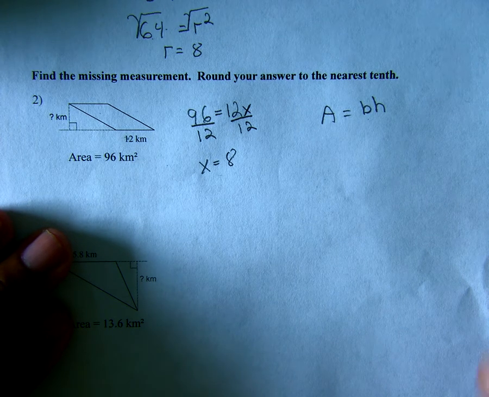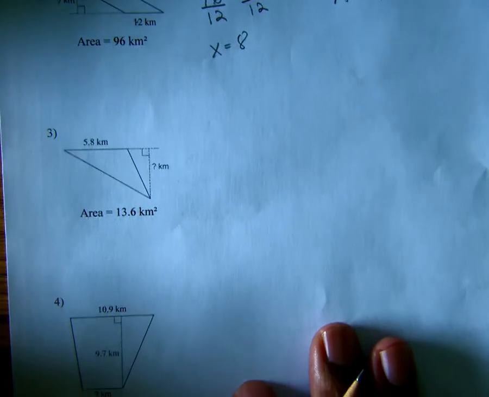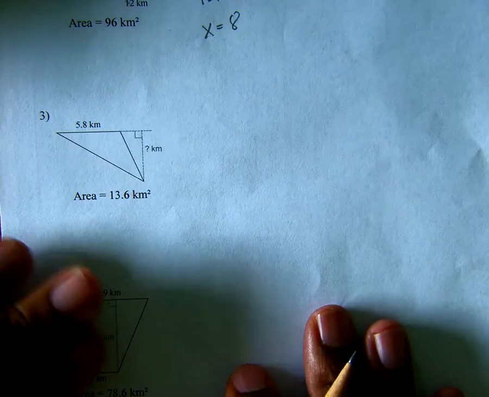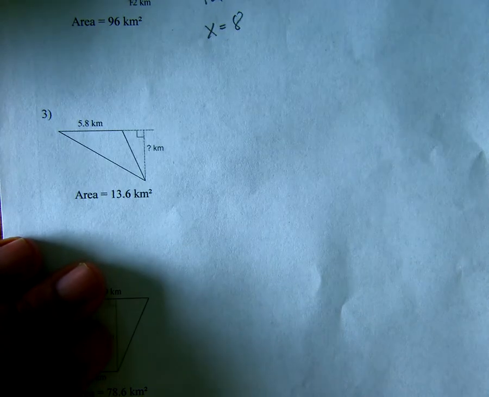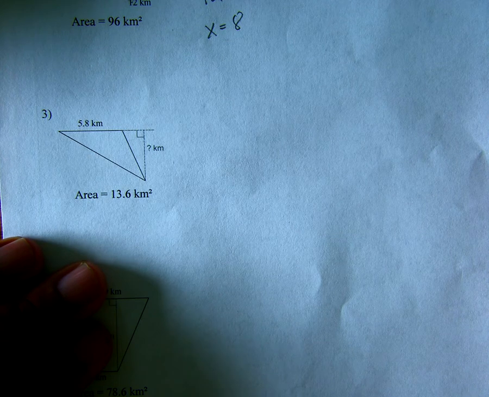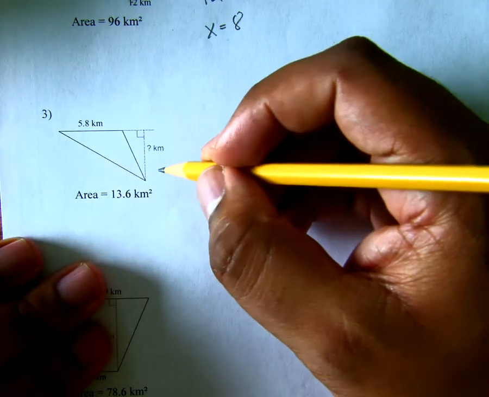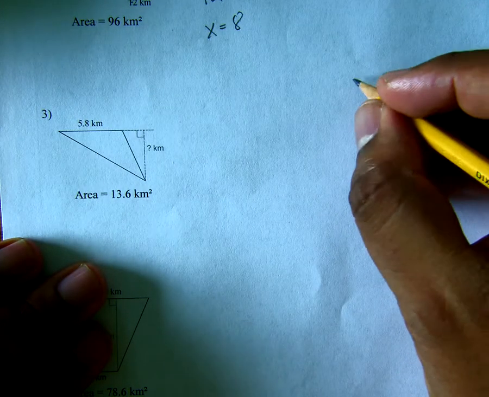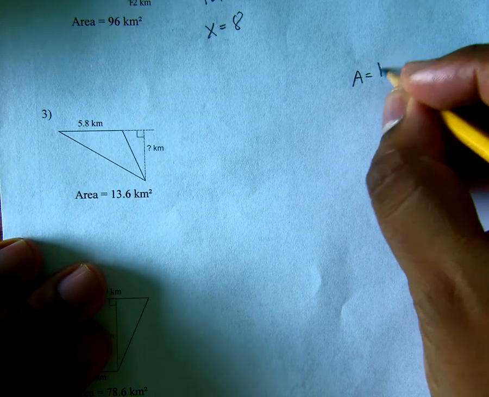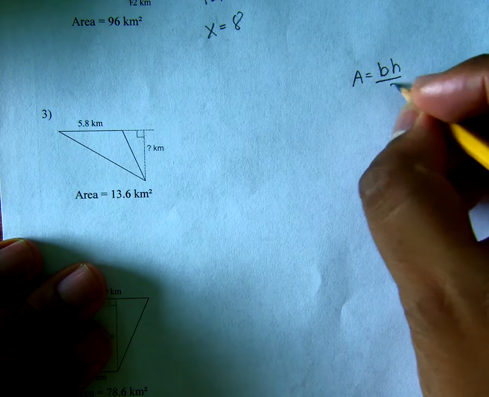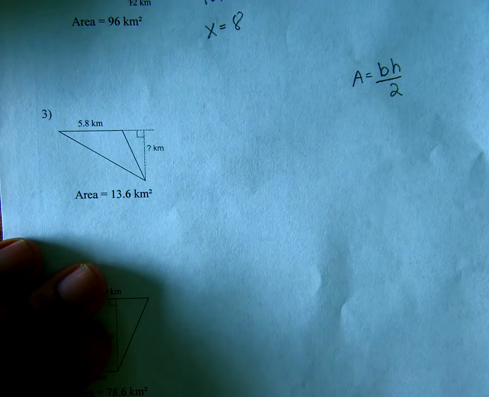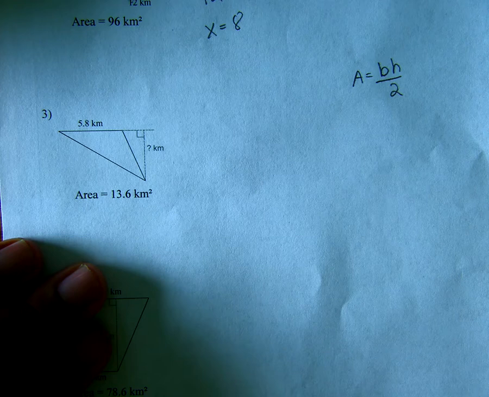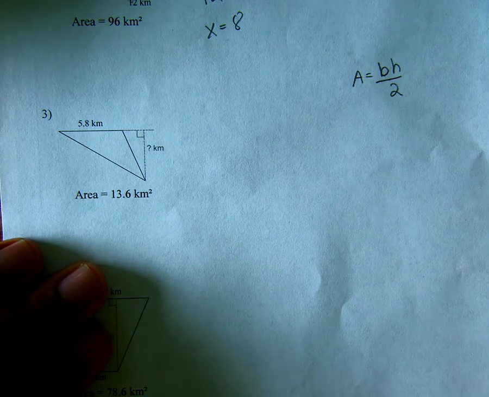Okay, let's take a look at another example. On this one, we've got a triangle. And again, you want to start with the formula. And since it's a triangle, what we want to do is use our formula for a triangle, which is A is equal to base times height divided by 2. All right, so A is equal to base times height divided by 2.